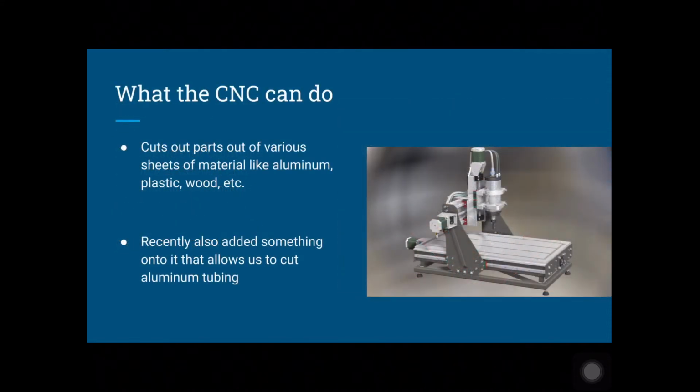The CNC usually cuts out of flat pieces of stock, whether it be various thicknesses of wood, plastic, or metal. Here at Westlake, we also recently added an attachment to one of our machines that allows us to cut metal 2x2 tubing, which is a type of stock that is commonly used on the mill.